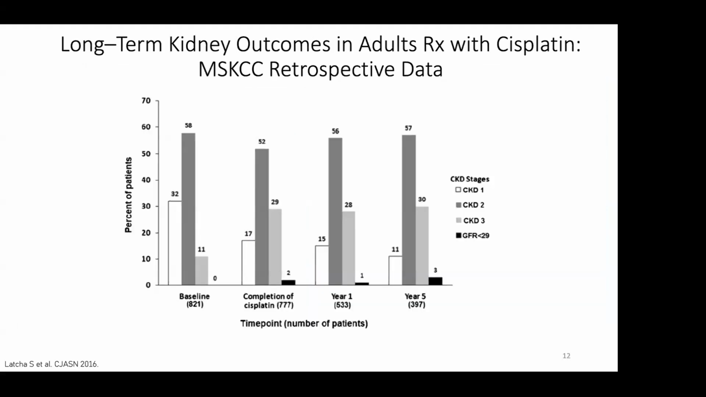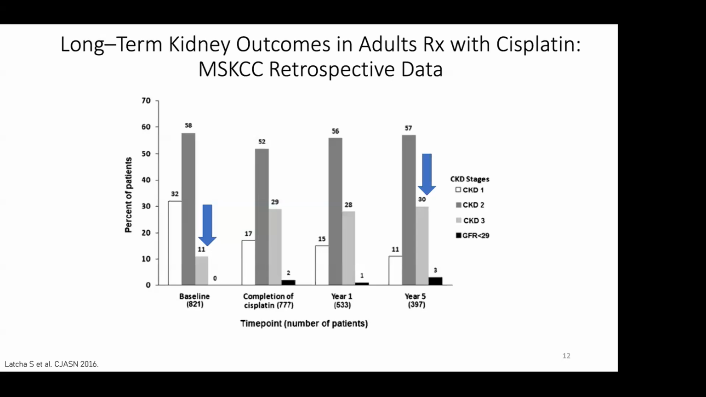So what are the long-term outcomes of adults who are treated with cisplatin? This data comes from the Memorial Sloan Kettering retrospective data, published in 2016. What I'm trying to highlight here is the incidence of chronic kidney disease at year 5. For CKD stage 3, nearly 30% of the patients who are treated with cisplatin for various types of cancers eventually develop derangement in their GFR. So that's a big number actually.